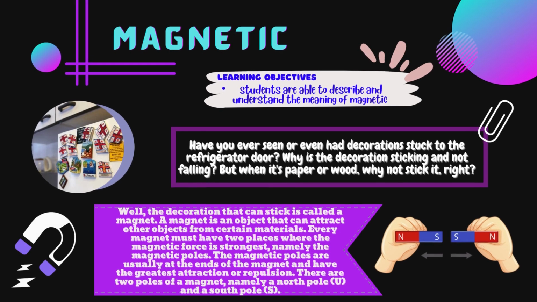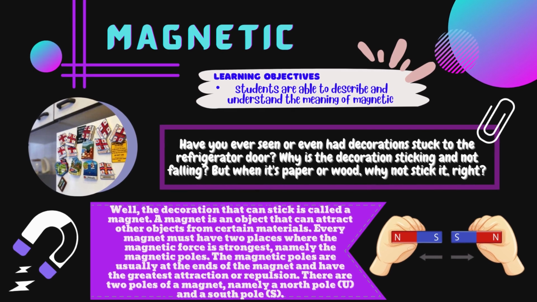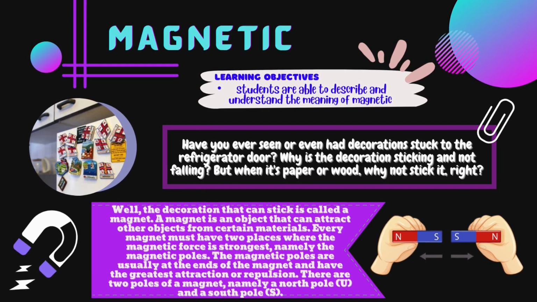Next it is discussed about magnetism, where the learning objective is that students are able to describe and understand the meaning of magnetism. There are two pictures here: a refrigerator and two magnets. Have you ever seen or even had decorations stuck to the refrigerator door? Why is the decoration sticking and not falling? But when it's paper or wood, why does it not stick? Well, the decoration that can stick is called a magnet.